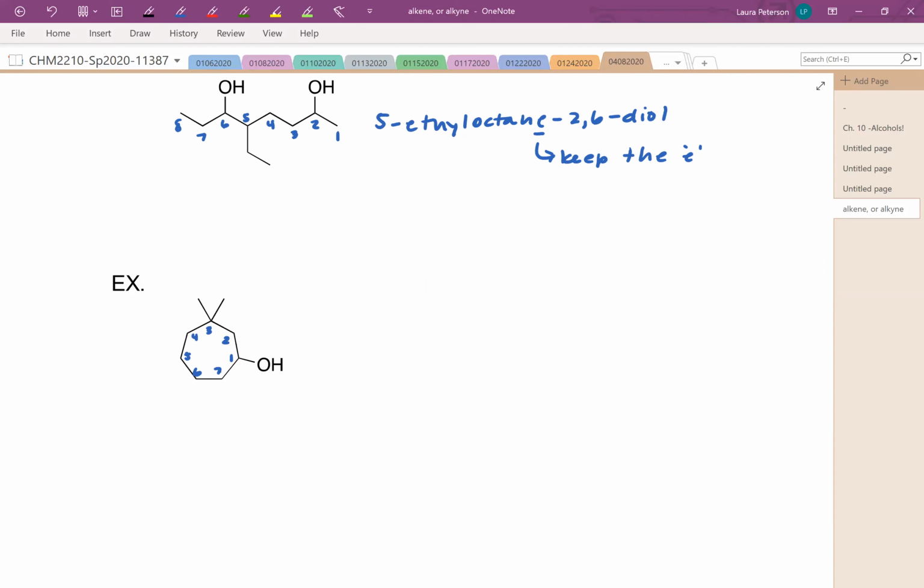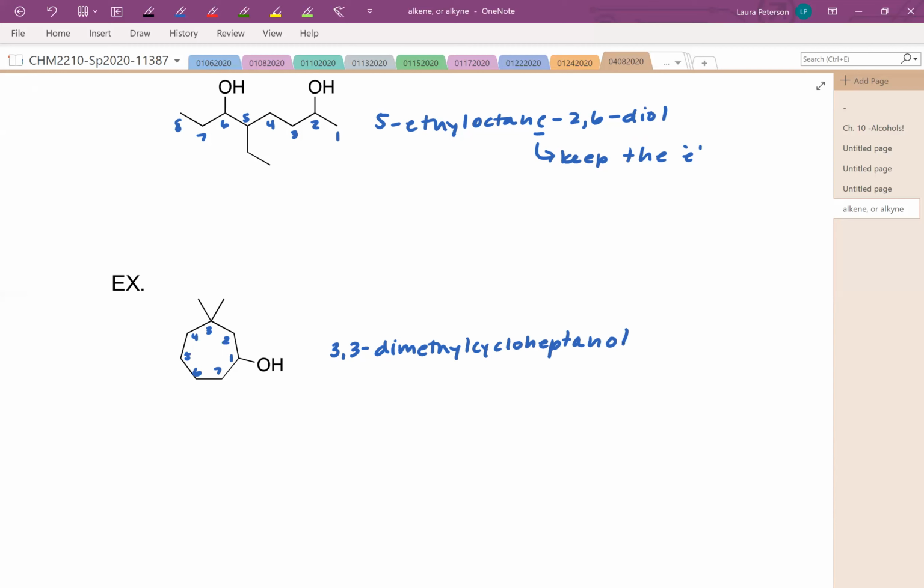In this case, we don't need to include the number 1 when there's only 1 alcohol in the ring, just like if there was 1 alkene within the ring. And so in this molecule, it'd be 3,3-dimethyl, and then our parent name is cycloheptane. And in this case, we don't need to include the number because it's assumed to be at position 1 as it's the highest priority functional group. So 3,3-dimethyl cycloheptanol is the name there.